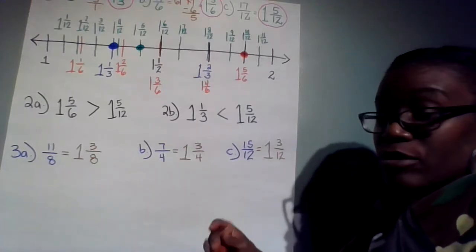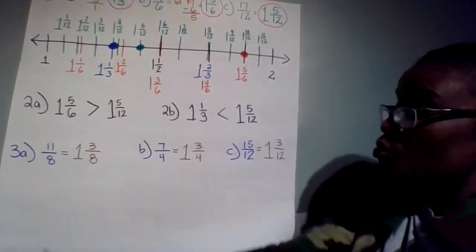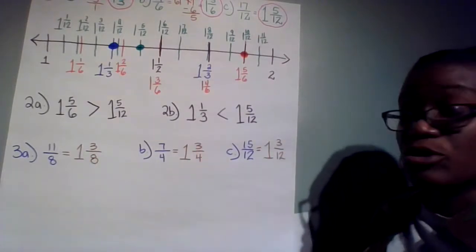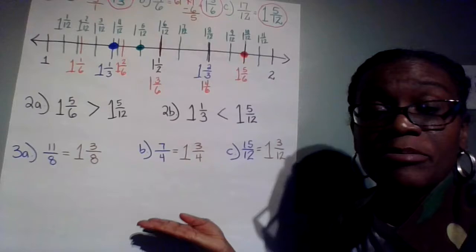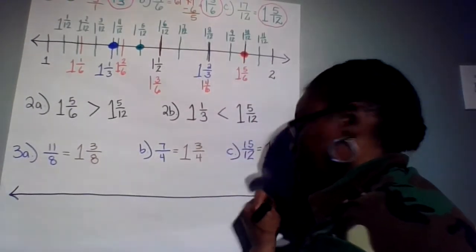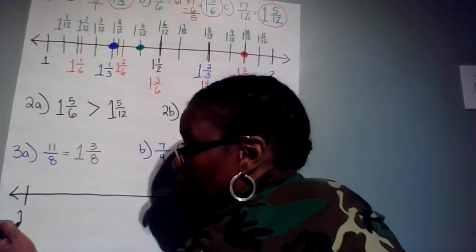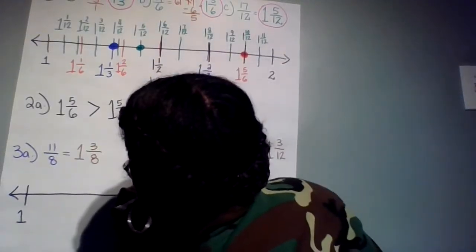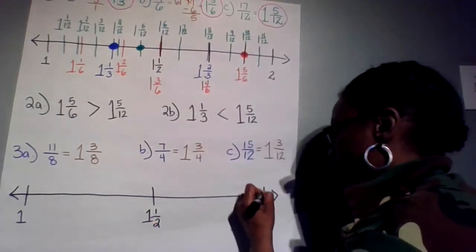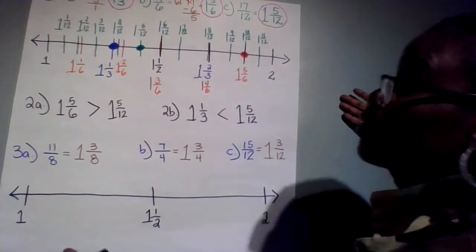So now, scholars, we can draw our number line. Since we have 1 and 3/8, 1 and 3/4, and 1 and 3/12, what are going to be the benchmarks for our number line? That's right, scholars. It's going to be 1, 1.5, and finally the number 2. So that's going to be our new benchmarks.